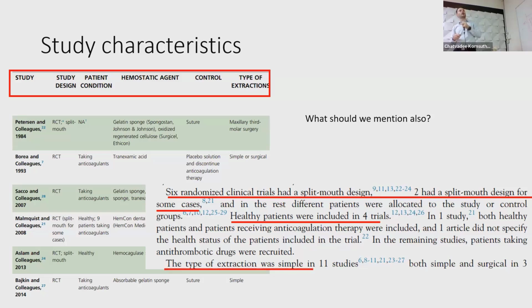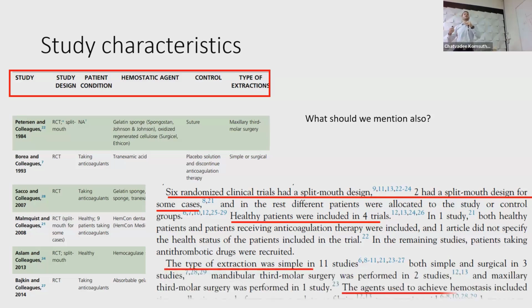So yes, I said here, I have two studies with split mouth design and three studies included different patients. Three studies had anticoagulant patients. One study had healthy, and one had both. Okay, what about the next one? Thank you. Yes, very good, Nadia. Thank you. Okay, so yes, I would say the hemostatic agents used were basically gelatin sponge, tranexamic acid, Hencon dental dressing, like this. I'll just look at this column and I'll say what I see in that column.